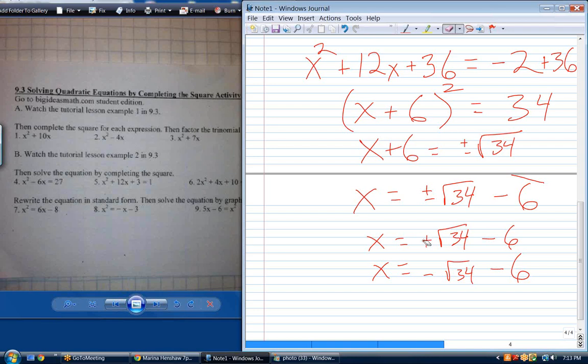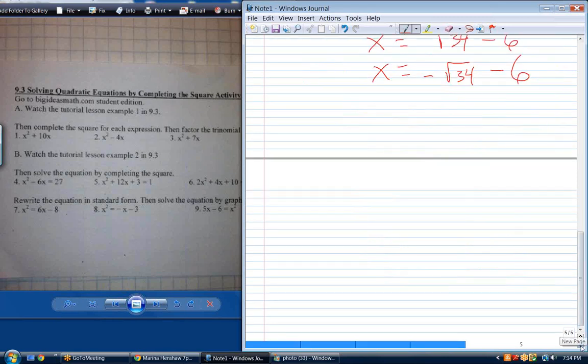And I don't normally write the plus sign there. If you don't write the plus sign, it's implied. So you get it? See what we're doing every time? Yeah. Okay. Let's do a little harder one. Number 6.